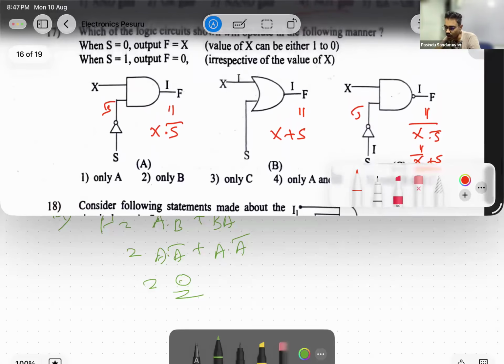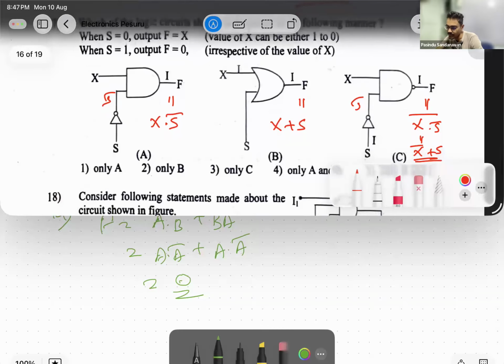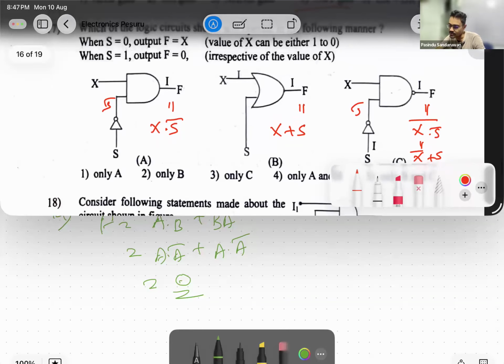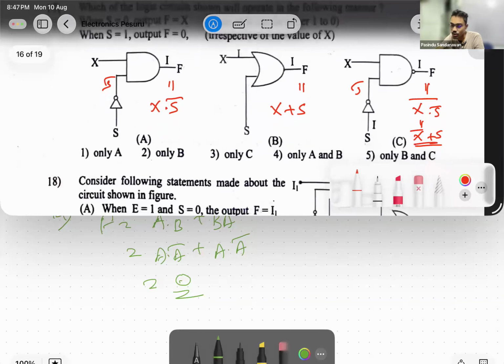Okay, check now. When S equals 0, output is X. When S equals 0, C can be removed from that point itself because when S equals 0, the output of C is going to be X bar. Then C is not a possible answer.